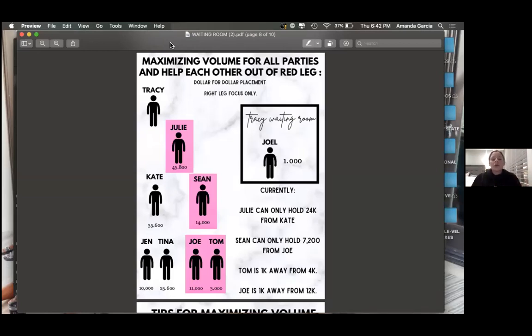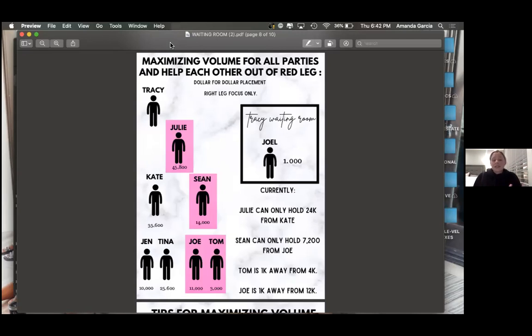So looking at everyone underneath, it's like, okay, who is close within rank and who is red legged? What can we do here? Julie is obviously red legged because Kate is holding over 24,000 of her 40K. Sean is red legged because Joe is holding over 7,200 of his 12K. Tom is within $1,000 of hitting 4K, and Joe is within $1,000 of hitting 12K. So there's a potential for 4 people right now to get unred legged and or rank. So what can we do here?